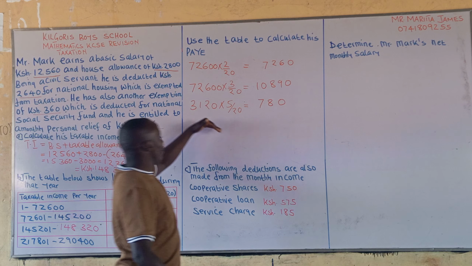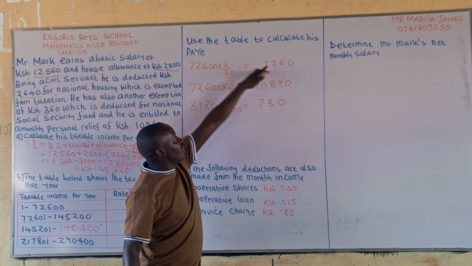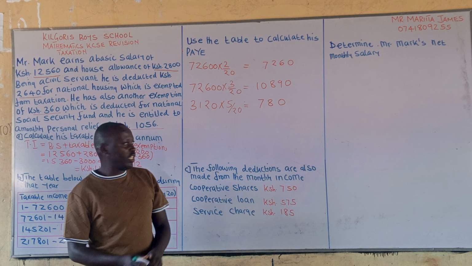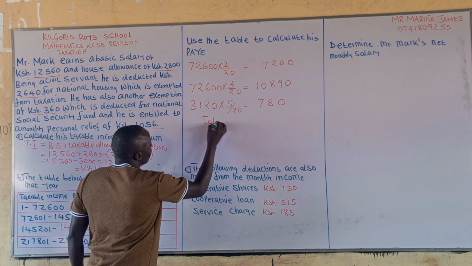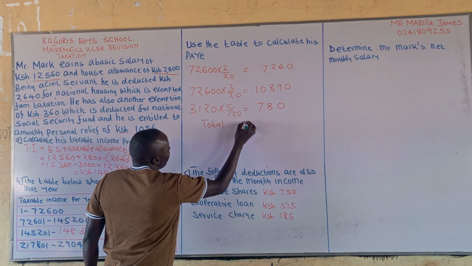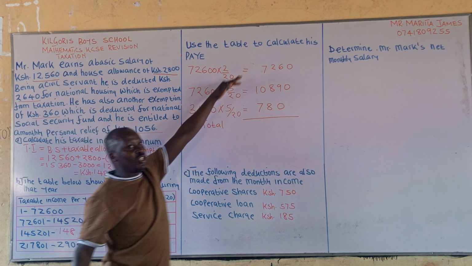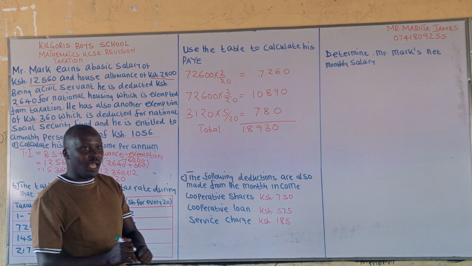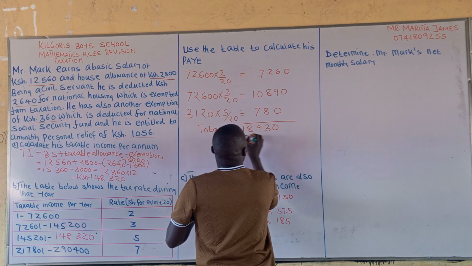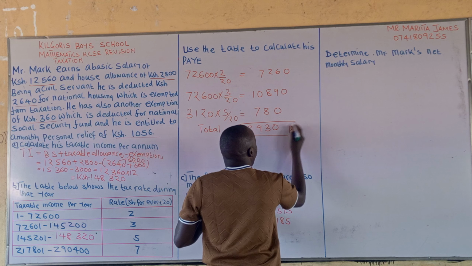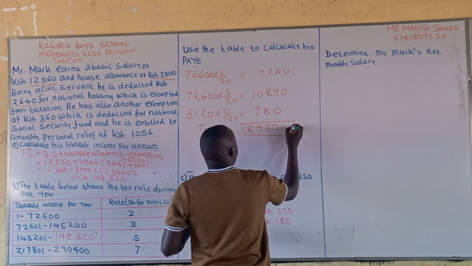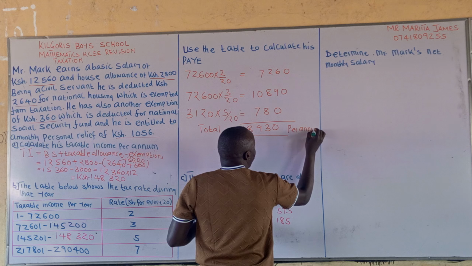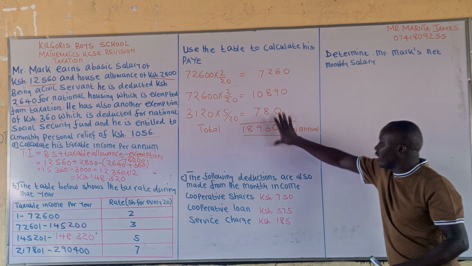Then from there you need the total tax, that is 7,260, plus 10,890, plus this one here. If you add all these values, you get 18,930. But remember, the value we are getting here is the taxable income, and this is per annum. From the table, this value is per annum.